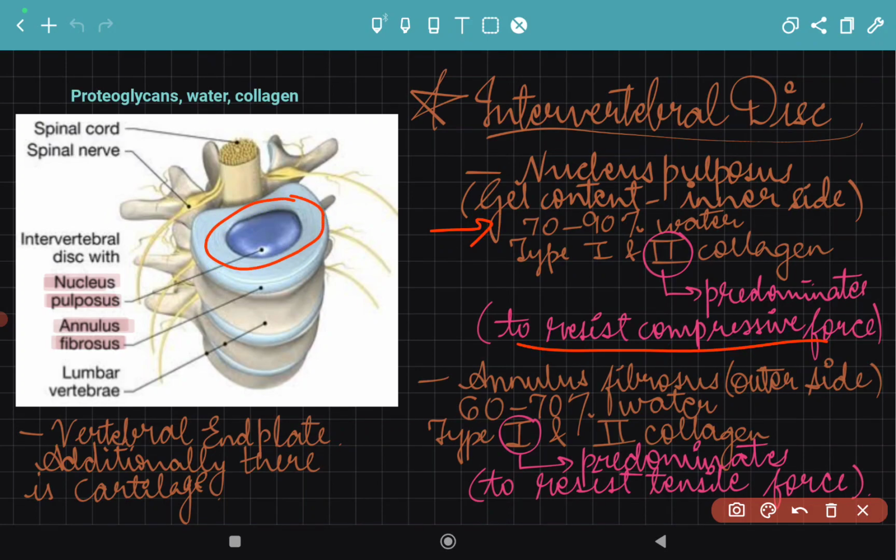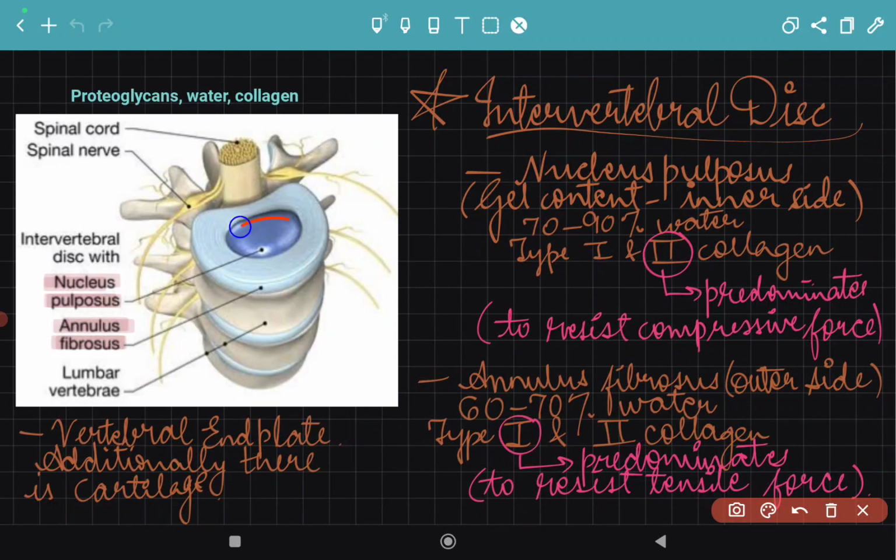Surrounding that we have the annulus fibrosus, which is the outer part. It has a little less water compared to the nucleus pulposus, 60 to 70% water. There also we will see type 1 and type 2 collagen, but here type 1 collagen will predominate because this part will resist tensile or distractive forces.